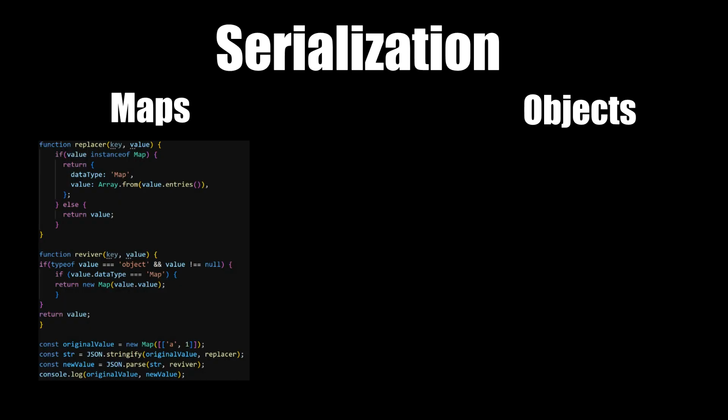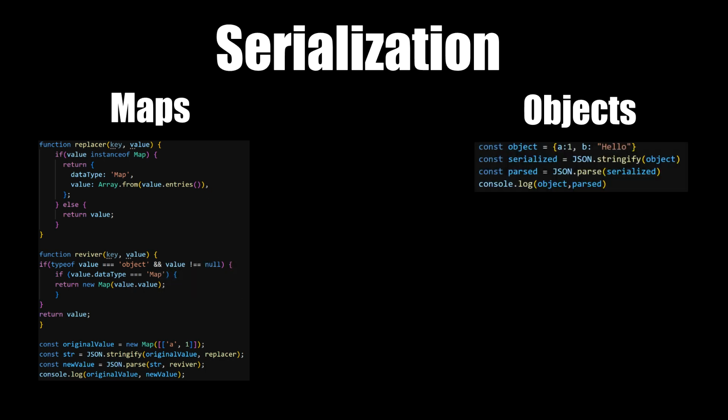One major drawback of maps is that they are not natively serializable. To stringify a map, you have to write a custom replacer to serialize the data. To deserialize, you have to write a custom reviver for the JSON module. Plain JavaScript objects can easily be serialized into JSON using the JSON.stringify and JSON.parse methods.